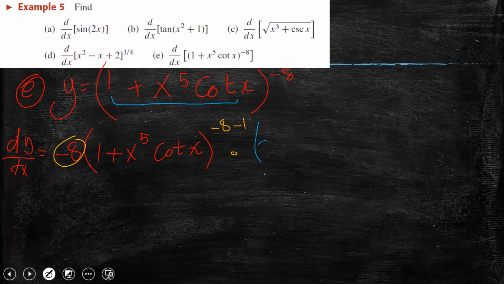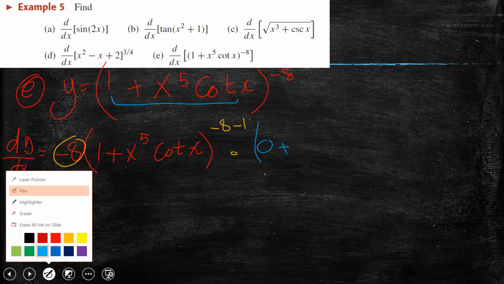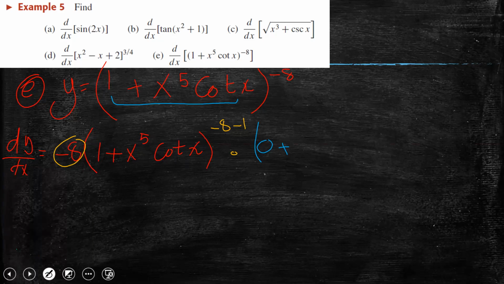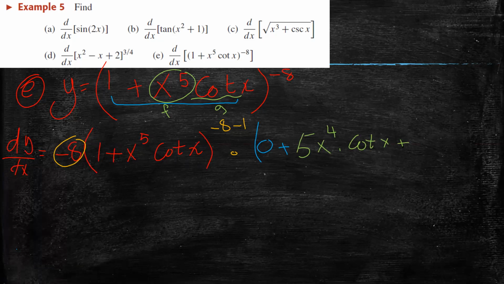The derivative of 1 is 0 plus. Here it's a product: 5x to the power 4. So the first step, yes, I will say it is a product. Let's say this is F and this is G. So F prime times G plus G prime. What is the derivative of cotan? Negative cosecant squared. Thank you. Negative cosecant squared x, G prime times f of x.